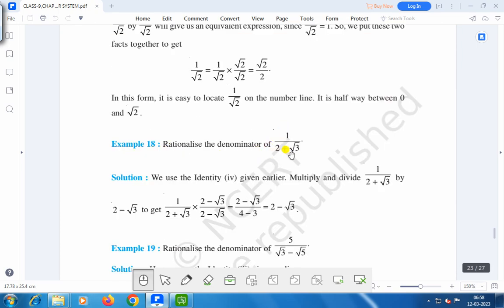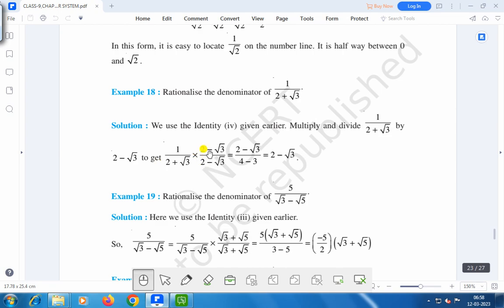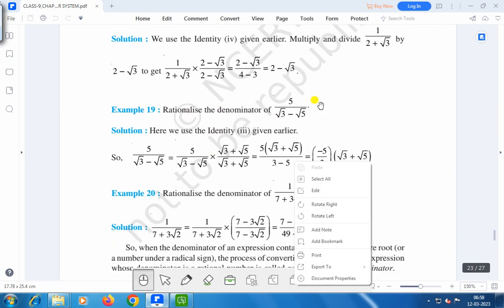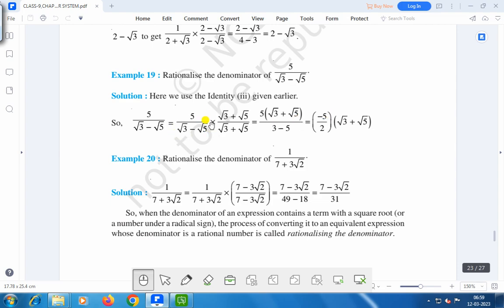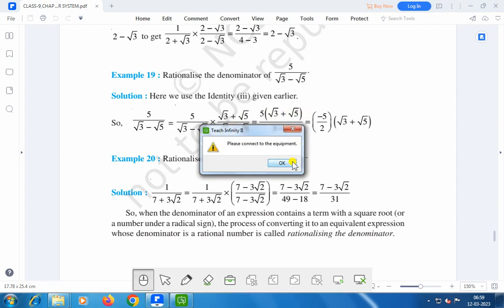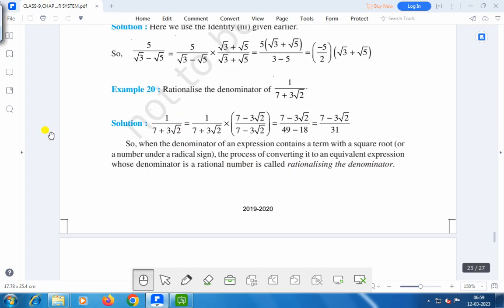Rationalize the denominator of 1 by 2 plus root 3. That is 1 by 2 plus root 3 into 2 minus root 3 by 2 minus root 3, that is 2 minus root 3 by 4 minus 3, that is 2 minus root 3. Rationalize the denominator of 5 by root 3 minus root 5. You have to multiply by root 3 plus root 5 over root 3 plus root 5, giving 5 into root 3 plus root 5 by 3 minus 5, that is minus 5 by 2 into root 3 plus root 5.